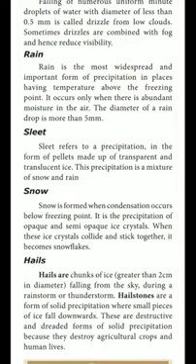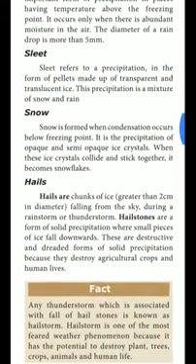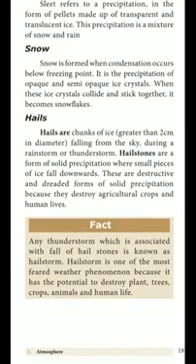Hailstones are a form of solid precipitation where small pieces of ice fall downwards. These are destructive and dreaded forms of solid precipitation because they destroy agricultural crops and human lives. So any thunderstorm which is associated with the fall of hailstone is known as hailstorm. We heard, isn't it? So hailstorm. Any thunderstorm which is associated with the fall of hailstones is known as hailstorm. Hailstorm is one of the most feared weather phenomena because it has the potential to destroy plants, trees, crops, animals, and human life. Okay, students.